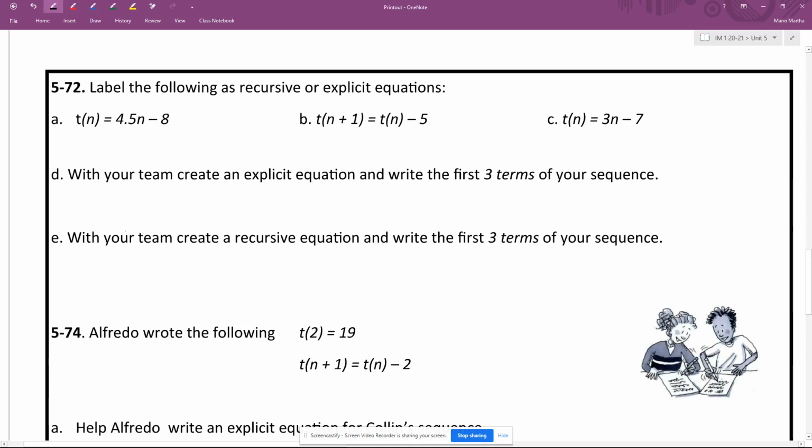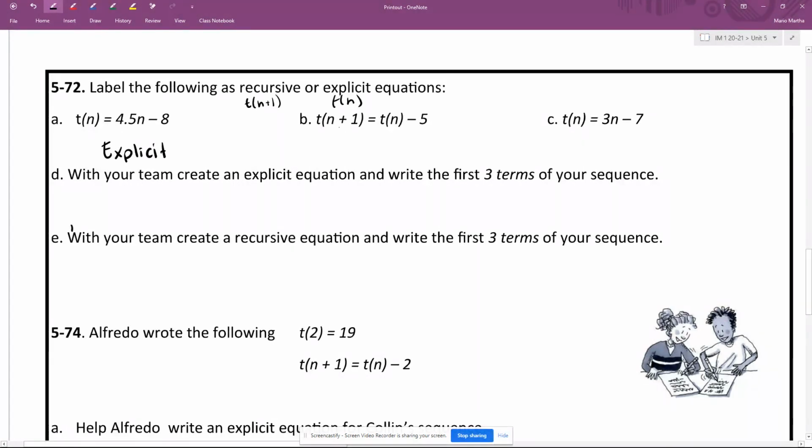Part 2 of 5.2.3. So question 572, label the following as recursive or explicit equations. In this case, what we want to find is, first of all, whether it's recursive or explicit. So remember, the recursive has a t of n plus 1, and the explicit just has t of n. So the first one would be explicit.